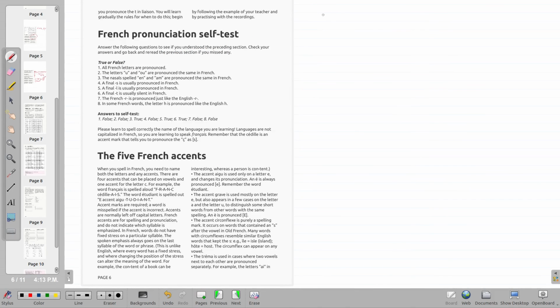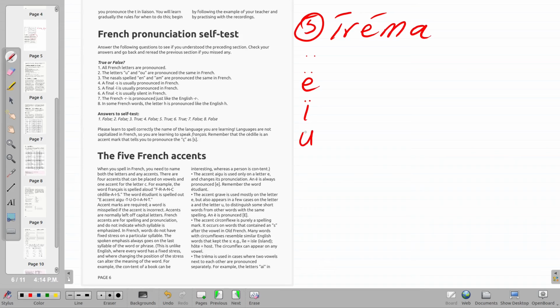And the last is tréma. Tréma is a double dot. It can go on the letter E, tréma. You can find it on the letter I, tréma. You can find it on the letter U.